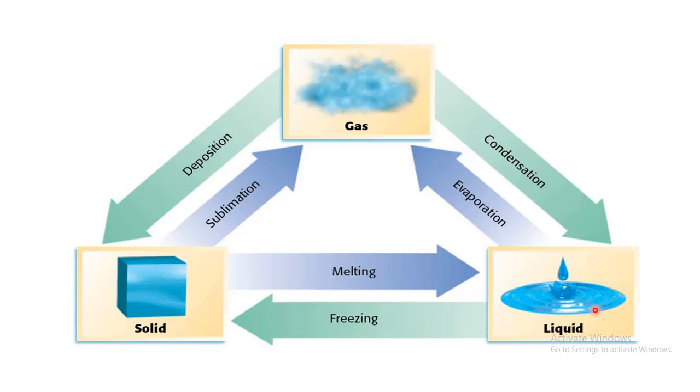When a liquid is changing to a gas, the process is called evaporation. And when a gas is turning back to a liquid, the process is condensation. So in other words, condensation is the opposite of evaporation. What happens during condensation? Let's get into this.